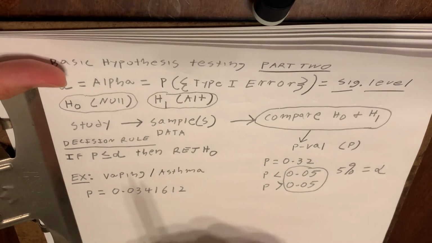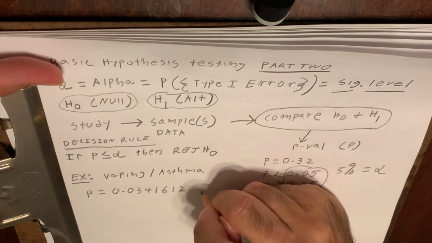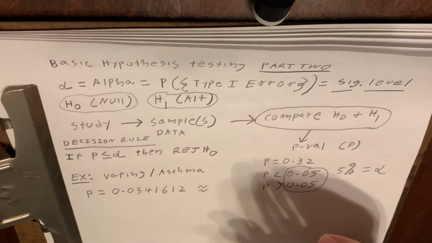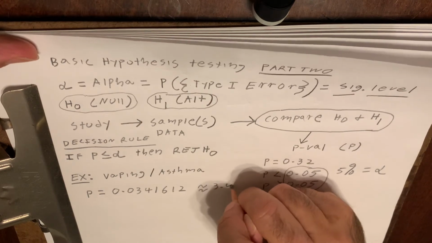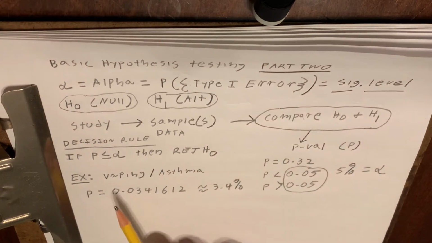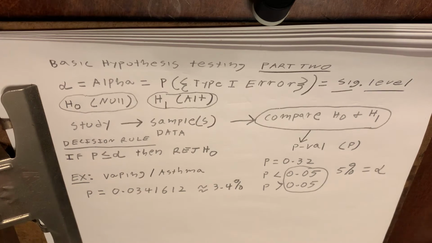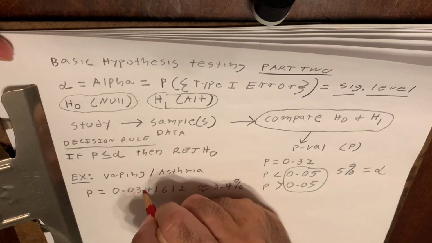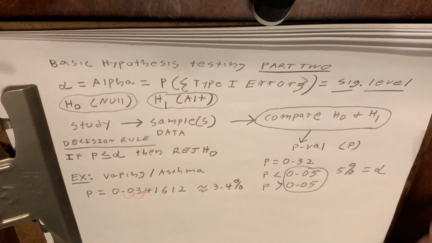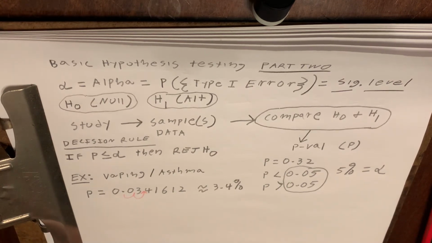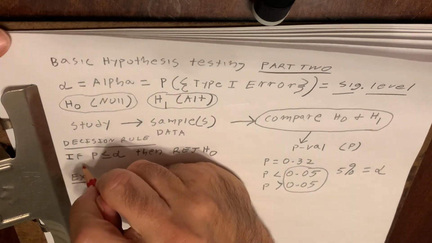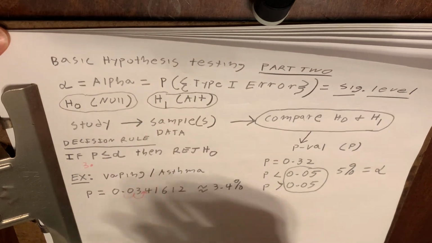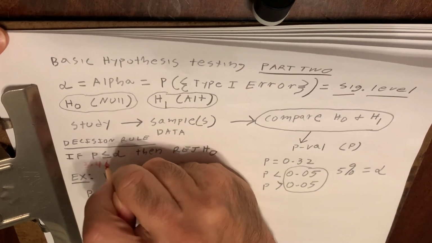And if you look at this, this is approximately equal to 3.4%. Now, how did I know that? Well, if you want to convert a decimal to a percent, all you do is multiply by 100, which is equivalent to taking the decimal point and moving it 2 places to the right. Okay, so we have a p-value of about 3.4%. So let me write that here. 3.4%.